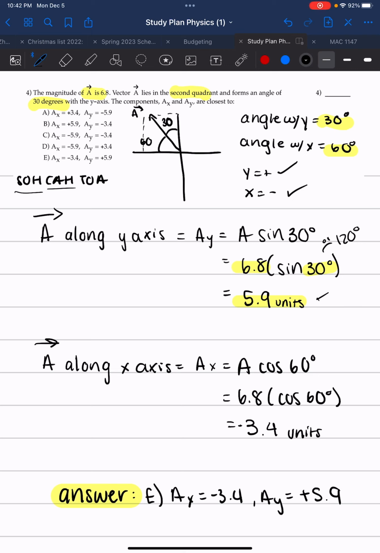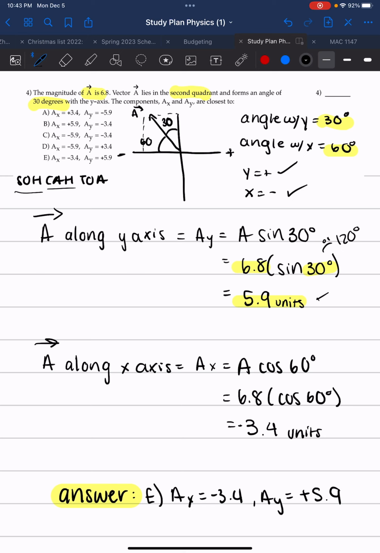And then we're going to do cosine of 60 degrees. Well, the way we found 60 degrees was by subtracting 30 from 90. And we do 6.8 cosine of 60 degrees, and that gives us 3.4. But we know it's going to be negative because of where the vector is in the quadrant, which is quadrant 2, which means that the x-axis is negative.